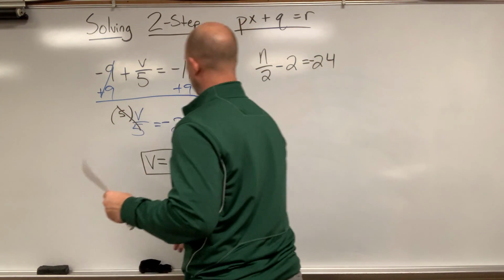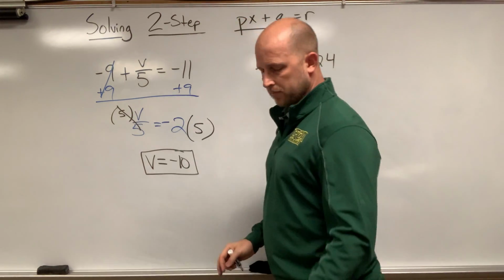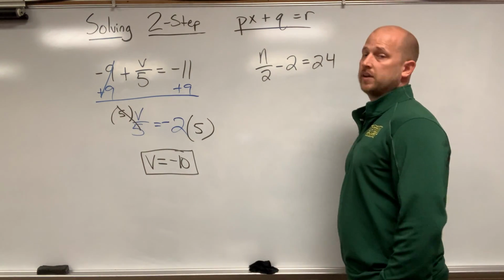Actually, I'll make that positive. There we go. n divided by 2 minus 2 equals 24. I want you to work this one out and see what you get.